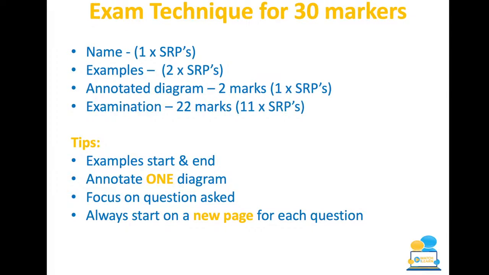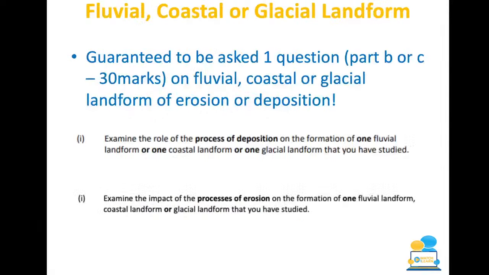Okay. So this question is the one that we know is guaranteed, and it's going to be fluvial or it's going to be deposition. Okay, so it was deposition last year. In 2021, more than likely it's going to be something along the lines of erosion, and it's going to be something along the lines of this question here. So: examine the impacts of the processes of erosion on the formation of one fluvial landform, coastal landform or glacial landform that you've studied. So what does it look like?